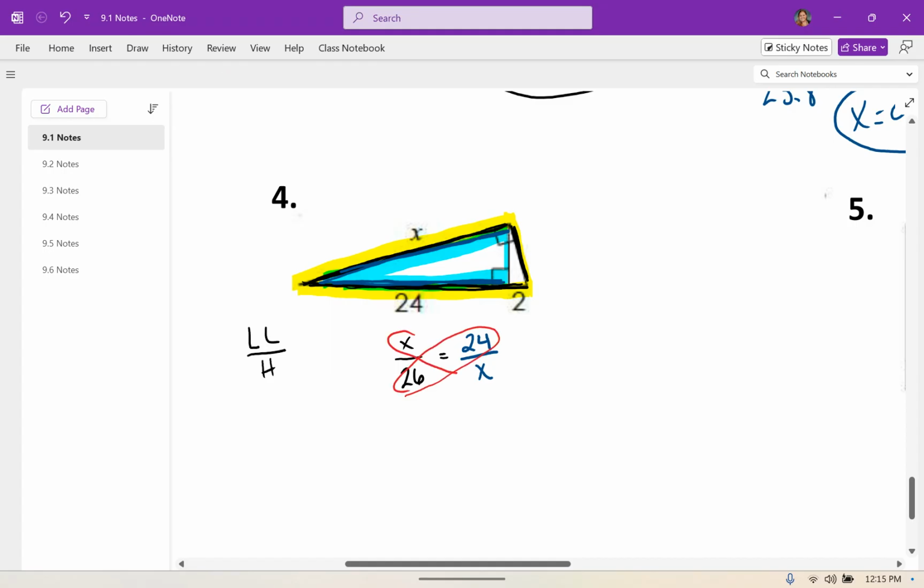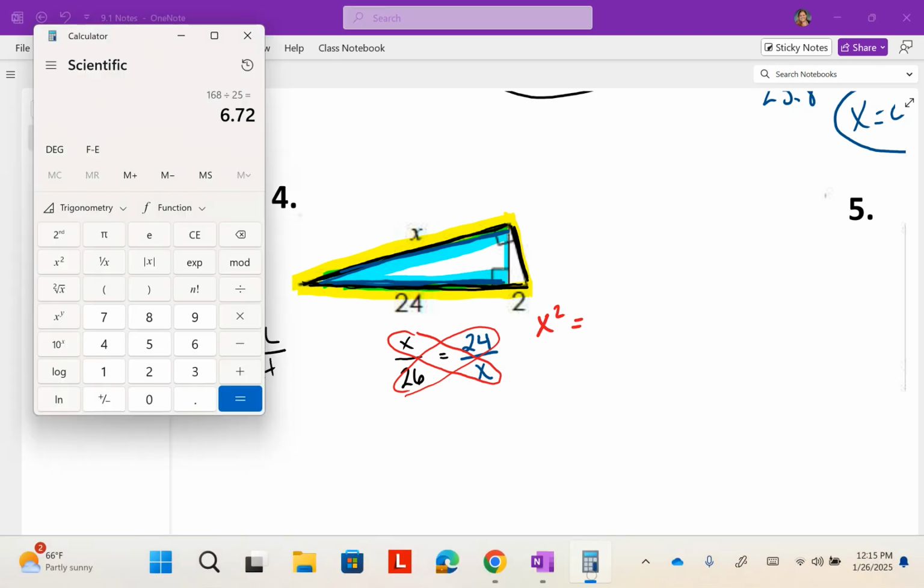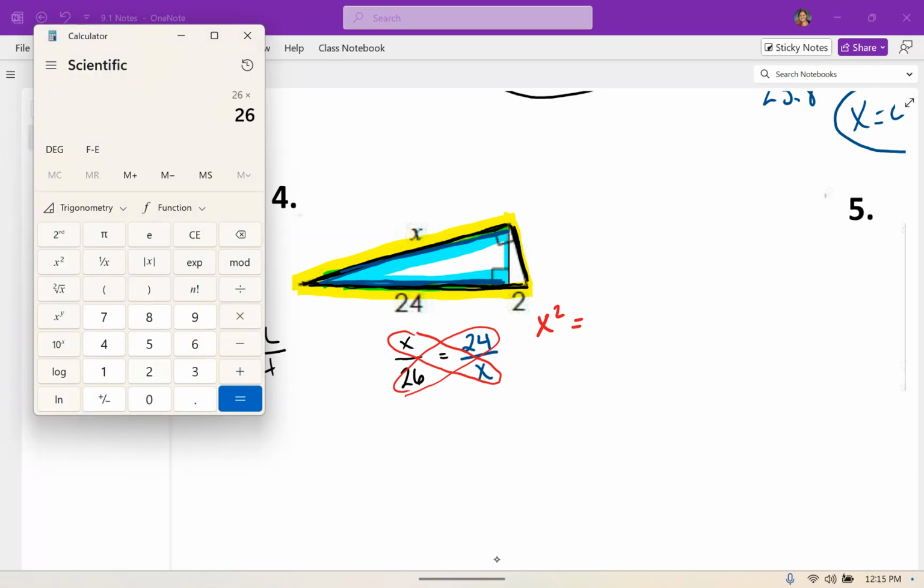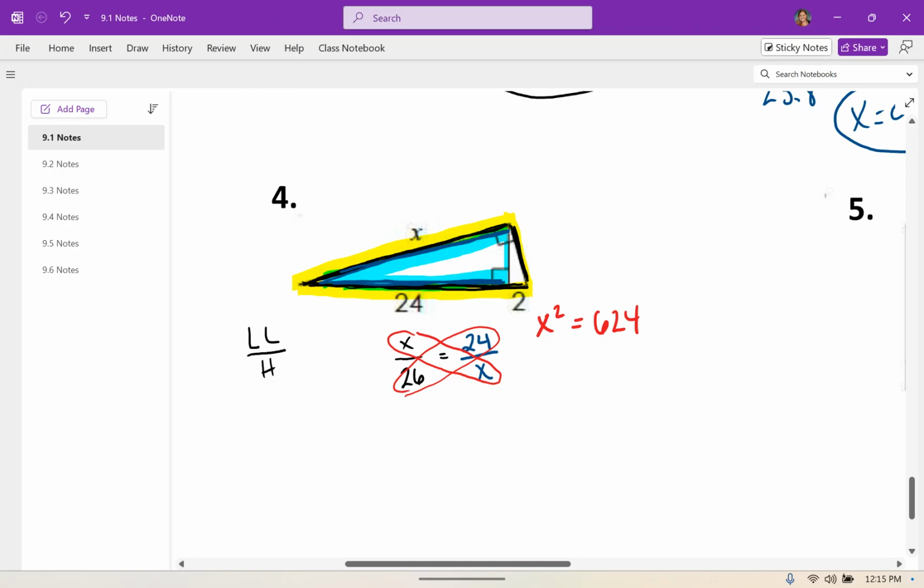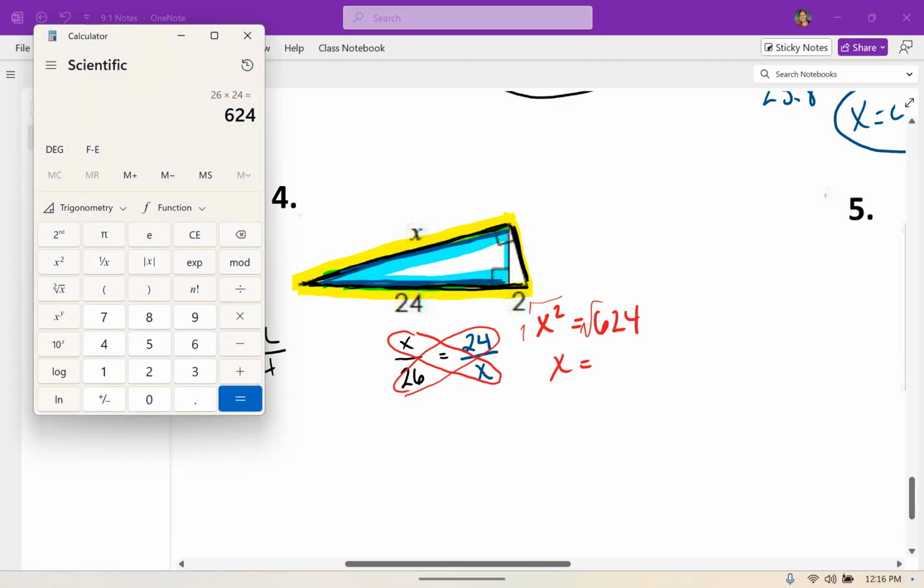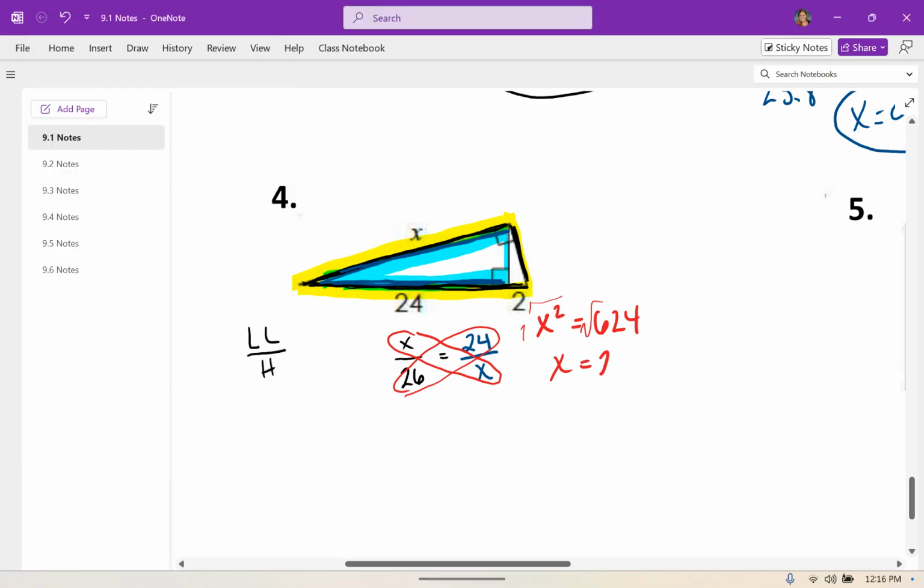Okay, so I have X times X is X squared, and 26 times 24 is 624. And then to solve for X, right, I take the square root, and then I get X equals the square root of 624, which is 24.979. So it's up to you how you want to round that. Do you want to round that to 25? I don't know. It's about 25.